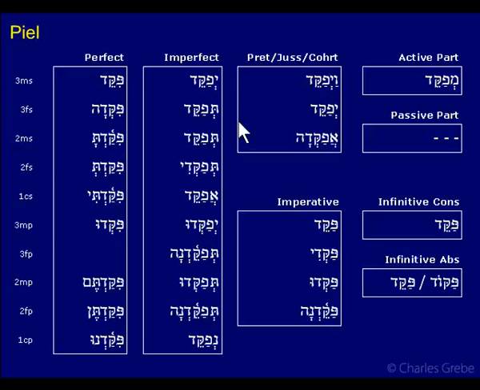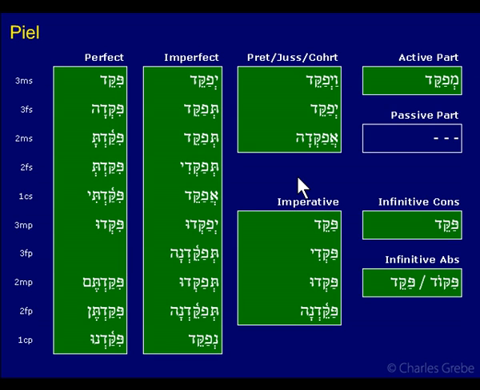Piel. Okay, let's look at the Piel binyan. Here's our chart that we're going to look at in detail. Now I've colored it all green here because it doesn't divide up into two groups like the nifal does.